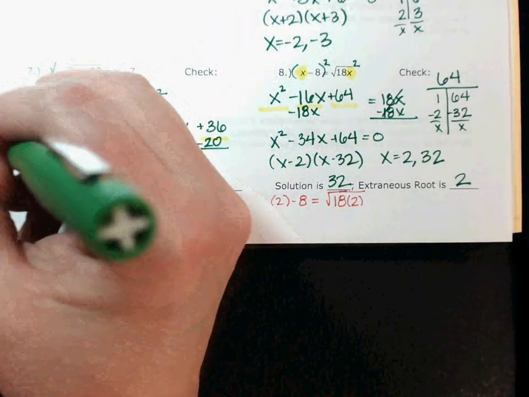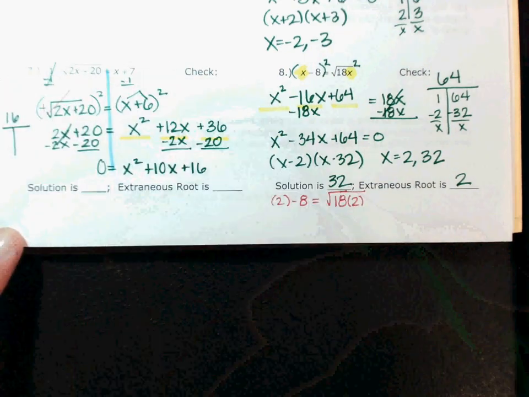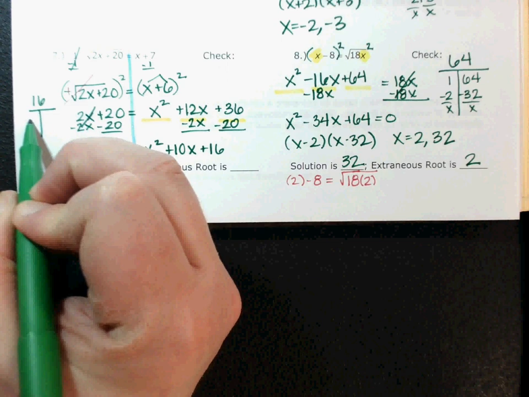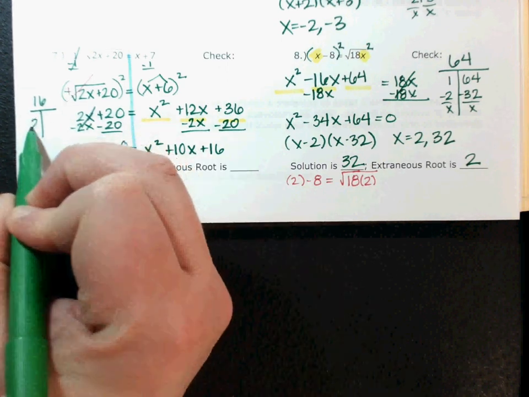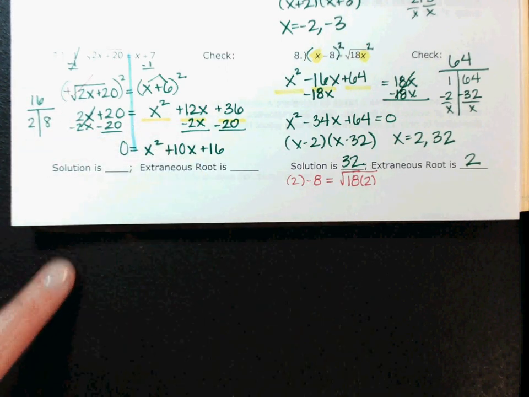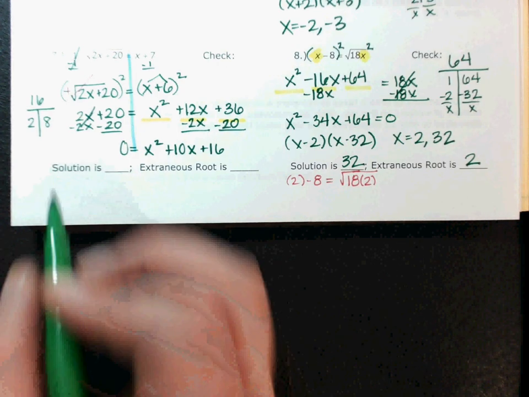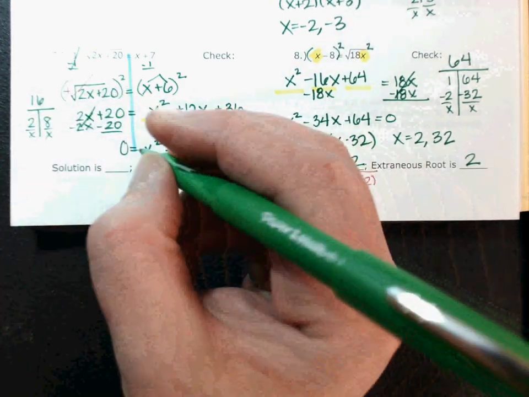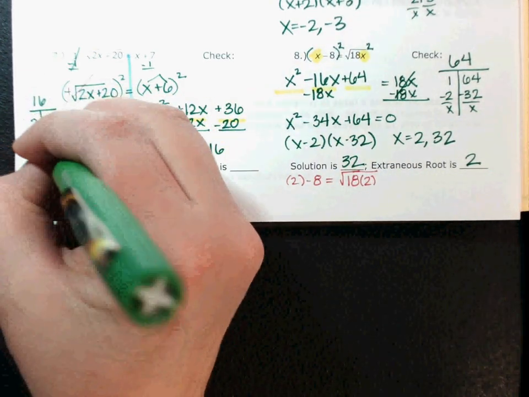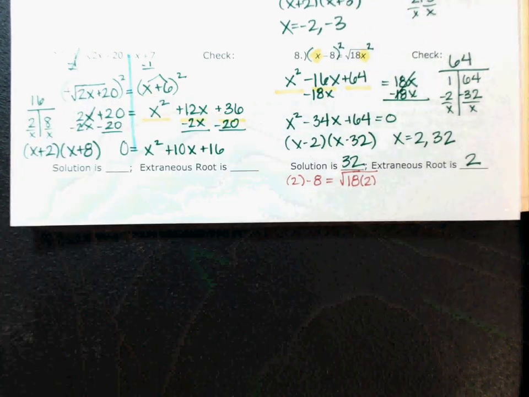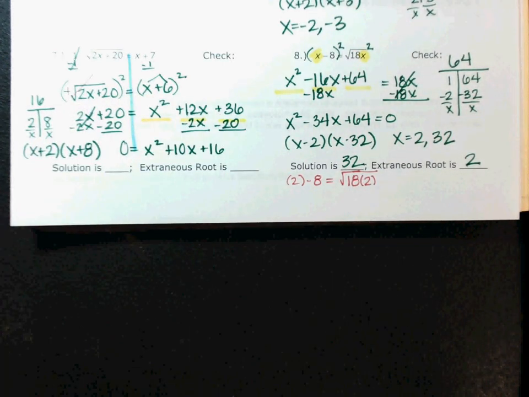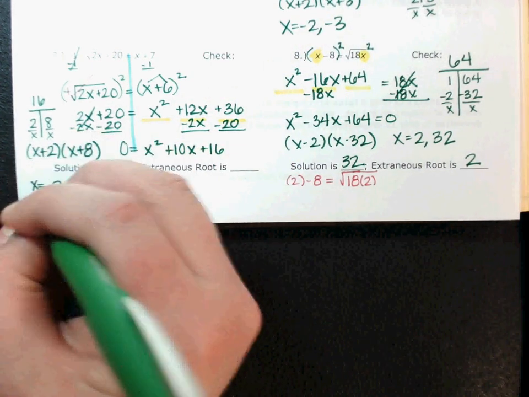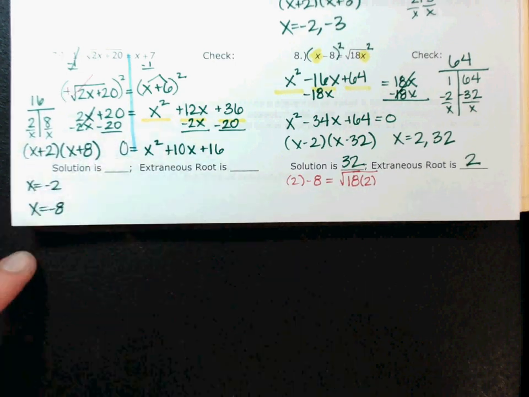I need my numbers to multiply to 16. They also need to add to 10. What could I pick? 2 times what? 2 and 8. Good. And 2 and 8 add to 10. So those are our numbers. Okay, divide by x. So it'll be x plus 2 and x plus 8. Now, if my parentheses are both positive, my answers will both be negative. Good. So it'll be x equals negative 2 and x equals negative 8.